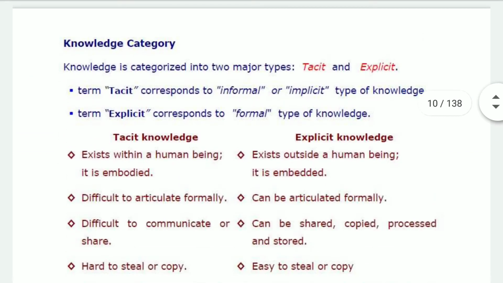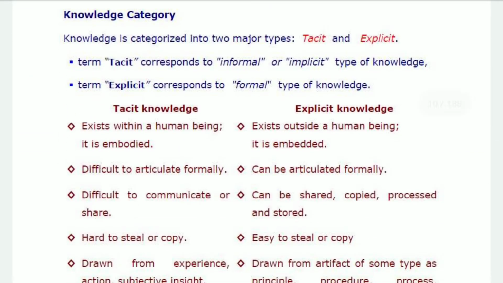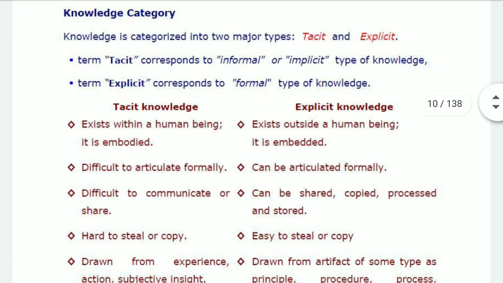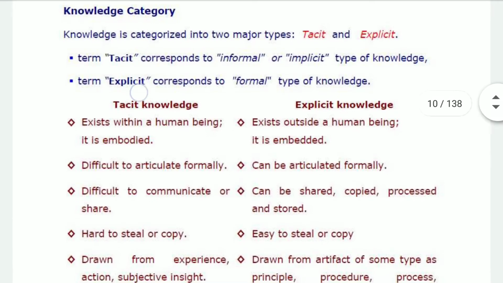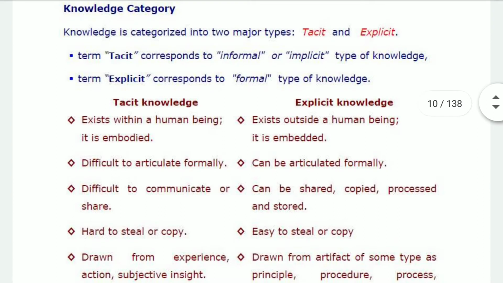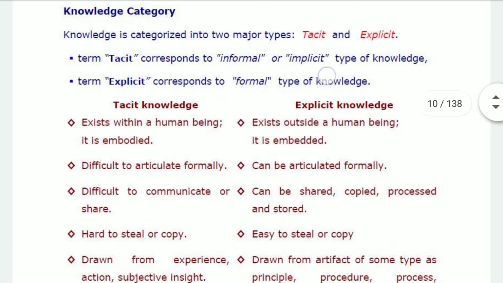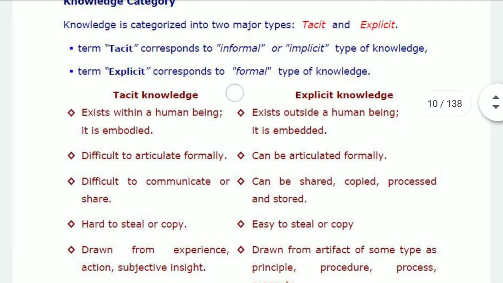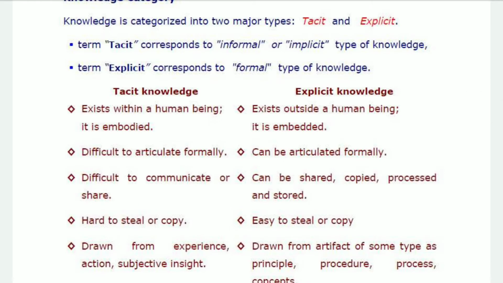The important thing that we talked about was knowledge category. They are basically of two types, the tacit and the explicit knowledge. The tacit knowledge is called informal or implicit knowledge, and the explicit knowledge is called formal knowledge. We have already gone through all these things in lecture number 8. Kindly go and see it, or you can visit it once, right?